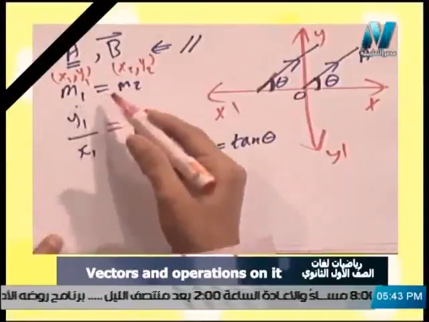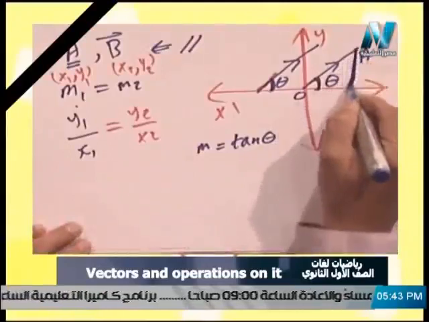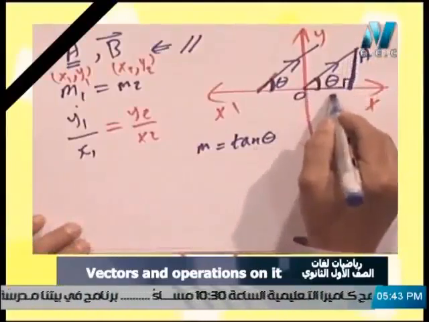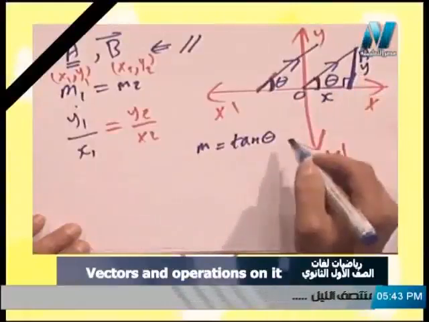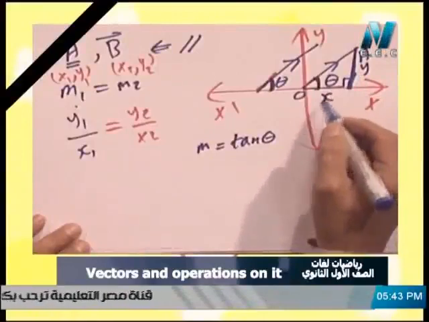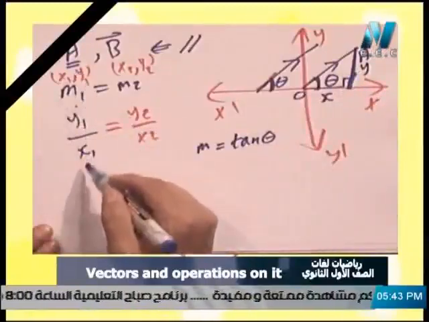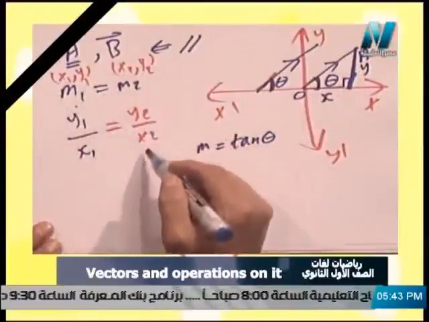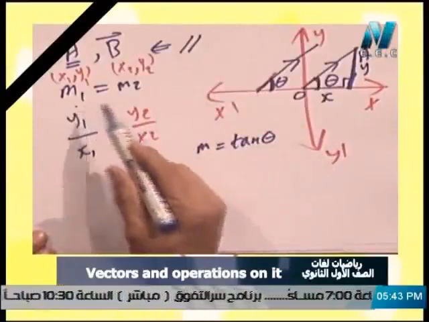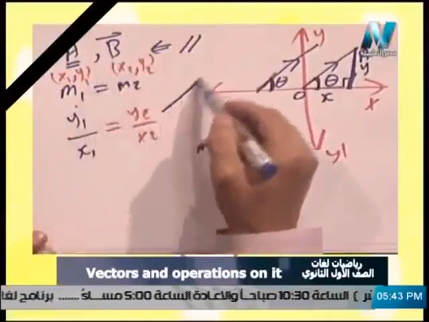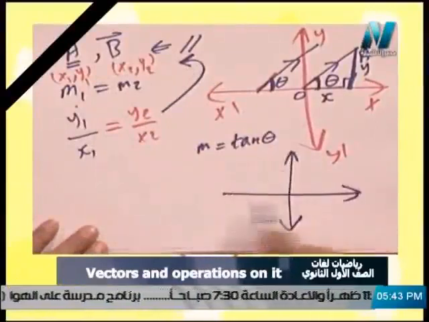And what about y1 over x1 and y2 over x2? We know from the Pythagoras theorem, if we complete the triangle, this part is x and this part is y, and tan theta equals y over x, which is opposite over adjacent. So the slope which expresses the straight line that carries the vector equals y over x. So the slope of vector A equals y1 over x1, and the slope of B equals y2 over x2, because they are parallel, and vice versa. If the slope of A equals the slope of B, then the two vectors are parallel.